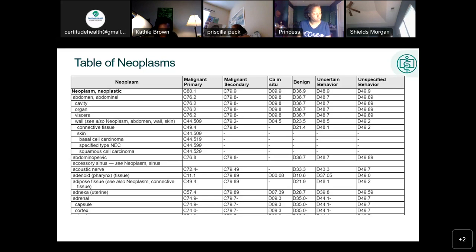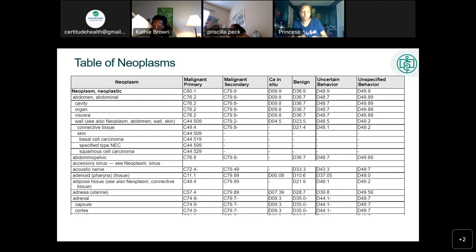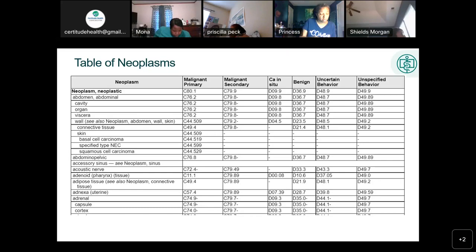So if you go to C40.1 in the tabular list, for our example, we're going to use right hand, okay? Everybody get to page 482 yet, where C40.1 is? Yes. Cool. That's what we got so far.